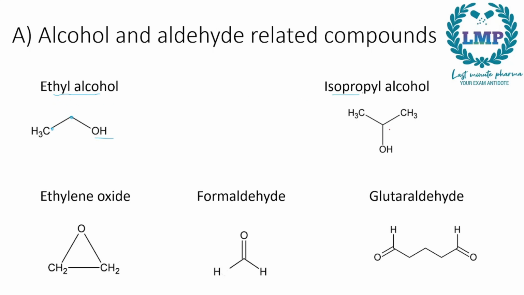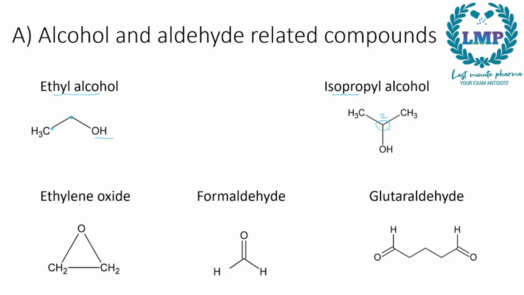Isopropyl alcohol. Isopropyl alcohol means the alcohol group, that is the OH group, is attached to a carbon in the second position. As the second position, we have an OH attached to the second position of, what is this? Propane. So we will call it isopropyl alcohol.